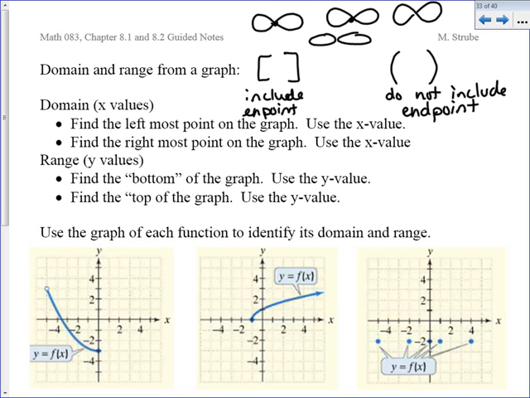But whenever you're working with infinity, you always use parentheses. Infinity will always get parentheses because we can never get there. So we're not including it.